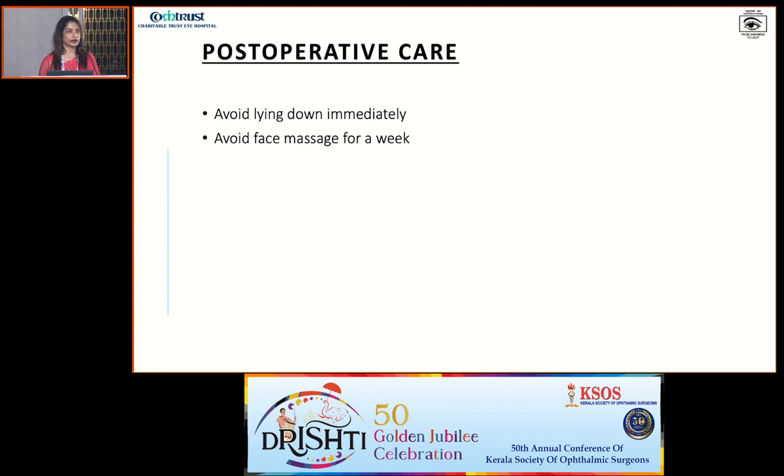Postoperative care, especially in lacrimal gland botulinum toxin: you should ask the patient to avoid lying down for at least 4 hours, because you do not want the medicine to track elsewhere and cause ptosis for the patient. And also in patients who have undergone injections in the periocular region or in the face, it's better to avoid face massage at least for a week.